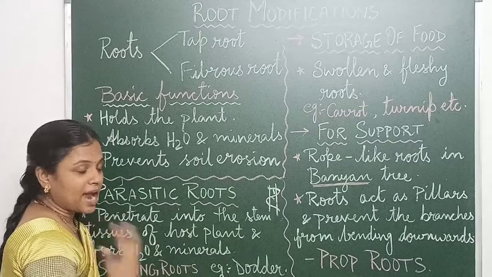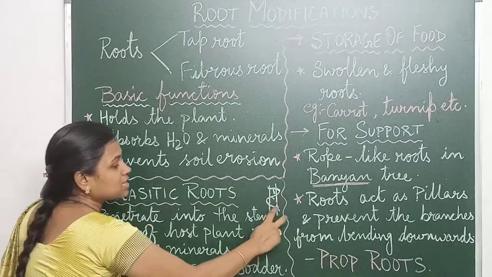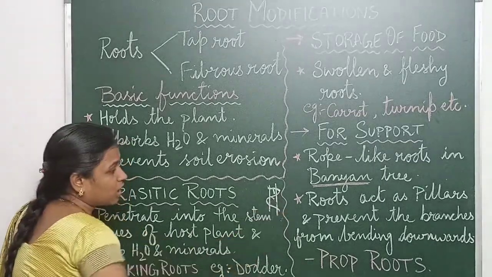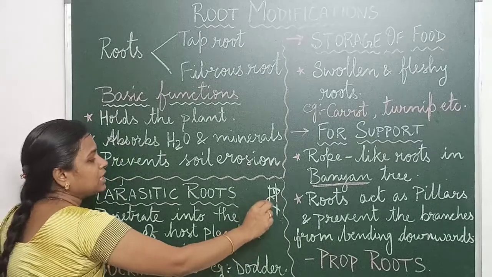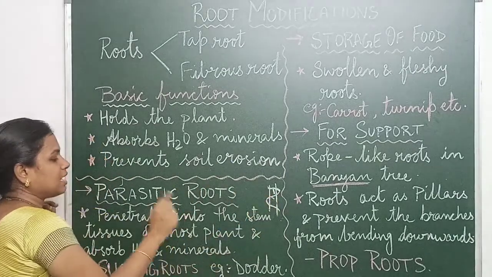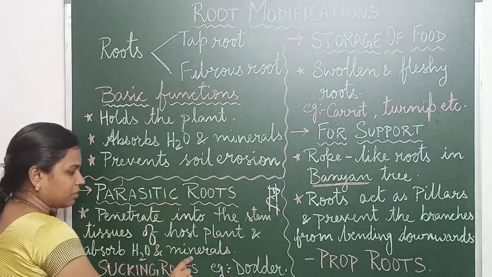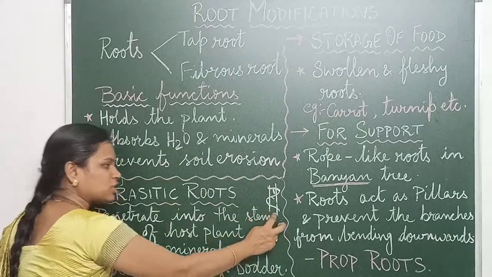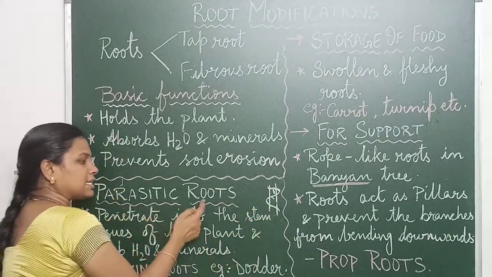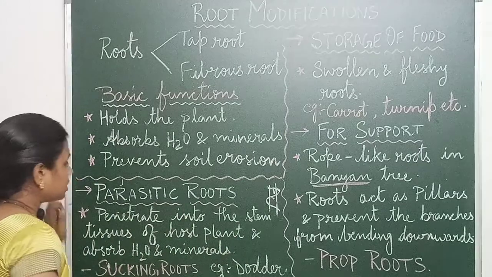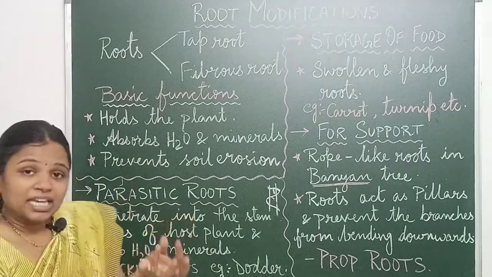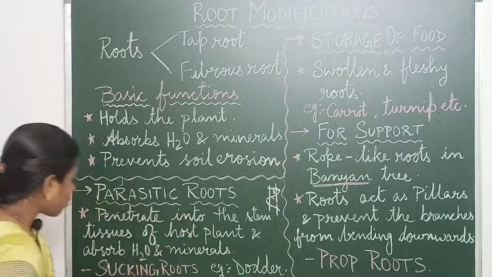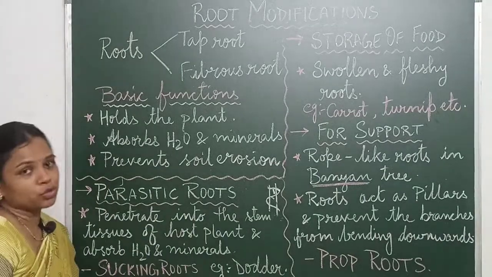And as these roots penetrate into the stem tissue of the host plant, they start drawing all the water and minerals from this big plant. That is how these roots, as they help in absorbing water and minerals from the host plant, are also called parasitic roots. And as they take in all the materials, they are also called the sucking roots.